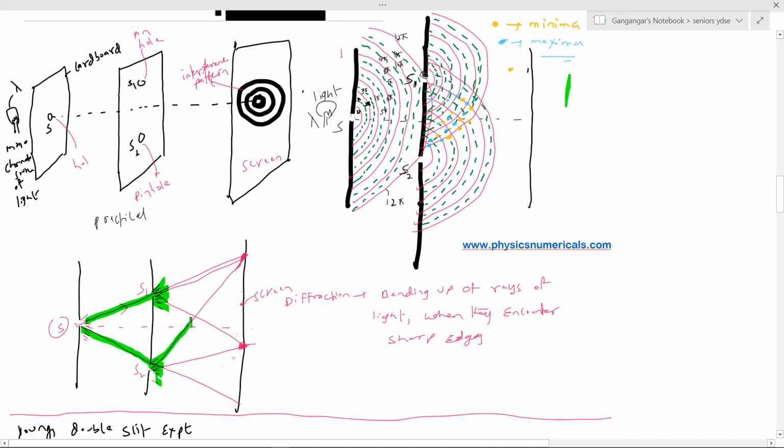And on a screen, what happened? You can see that the rays emitted by S1 and S2 will reach here. So is there any path difference between these two rays? Yes. So like this, what happened? We'll get maxima and minima on the screen.